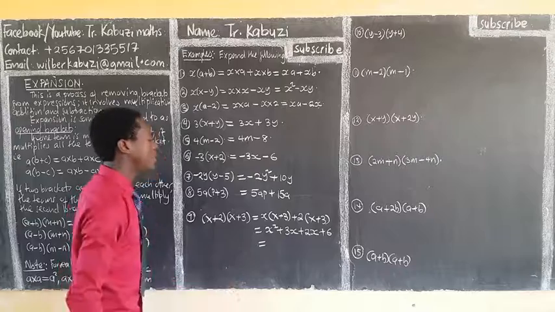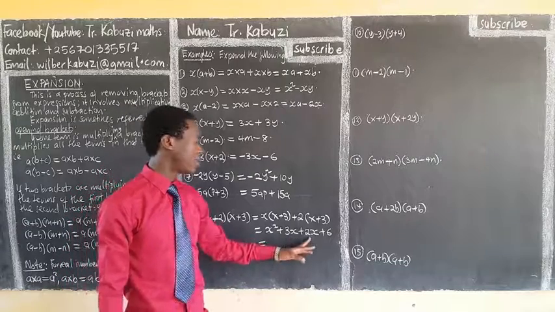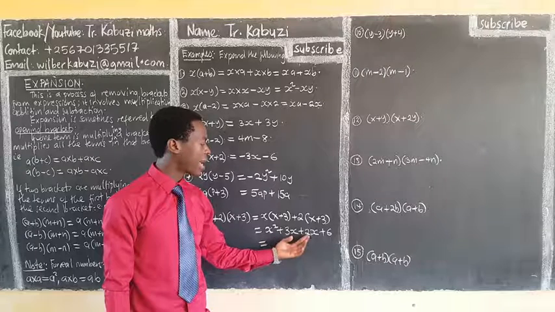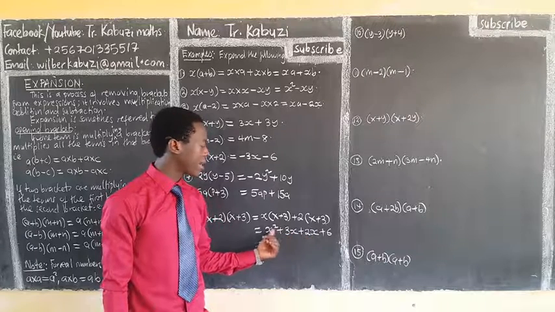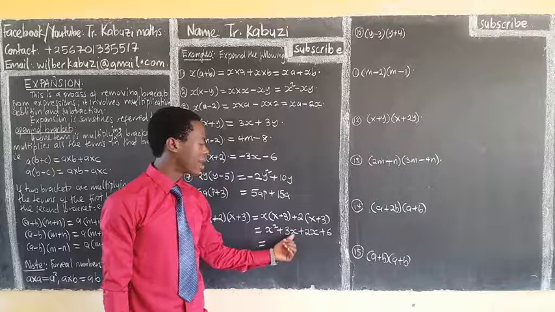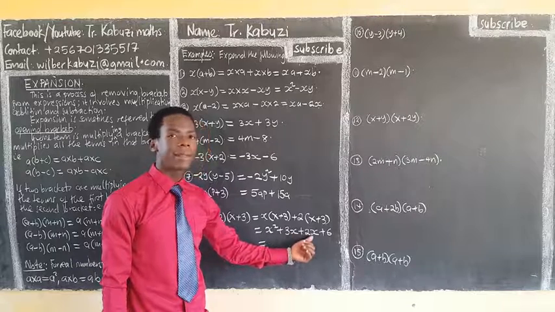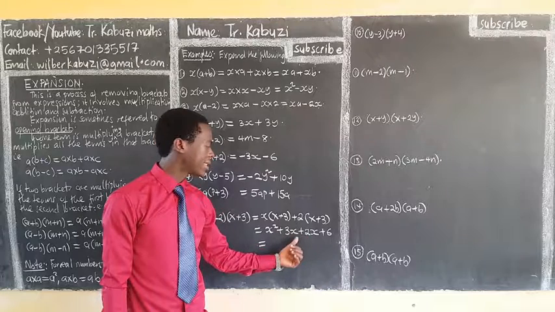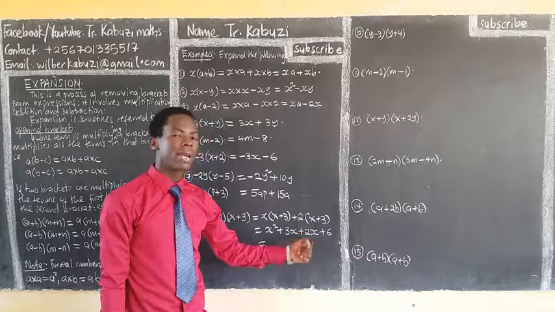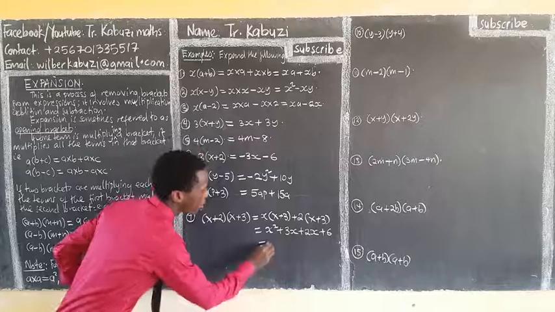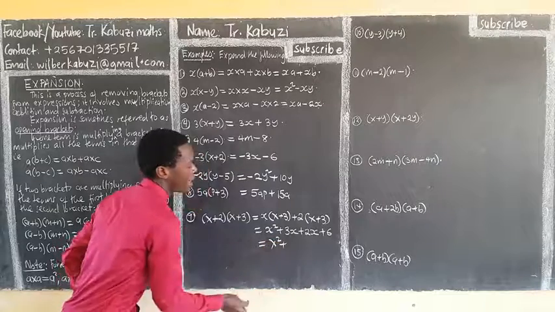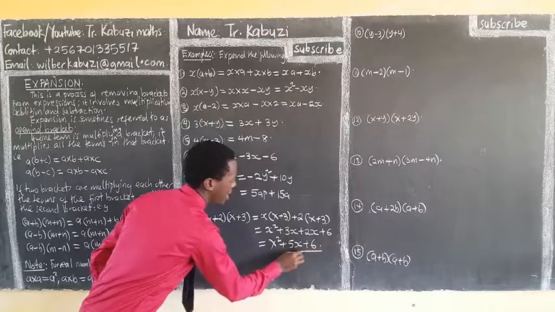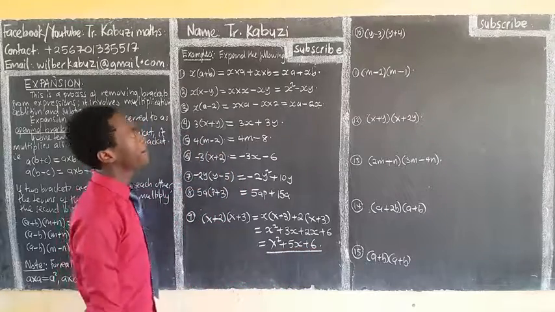Now here, you see that you have 3x and 2x. You can simplify this because these are all terms of x. But this is x squared, it's not similar to this, but this is x and this is x. So we can add this to this and we get 3x plus 2x, we shall get 5x. So this will be x squared plus 5x plus 6. So that will be the answer.